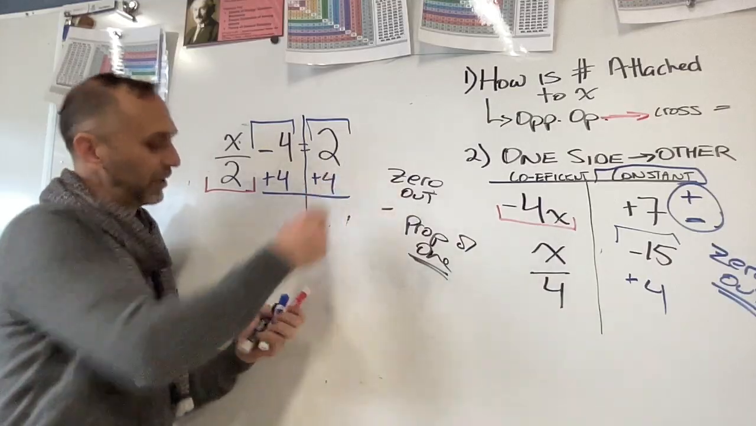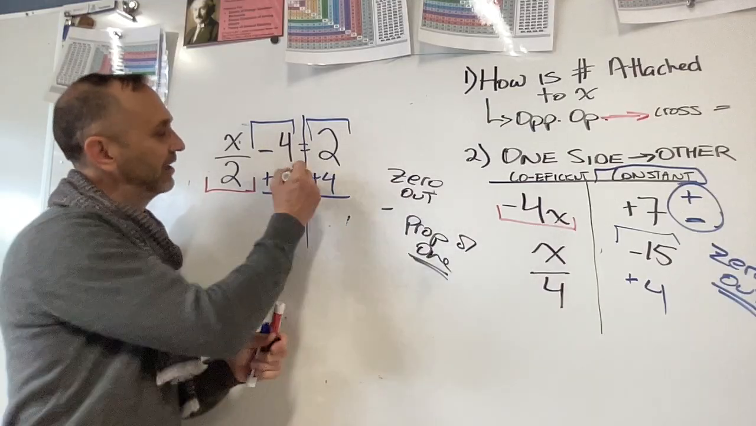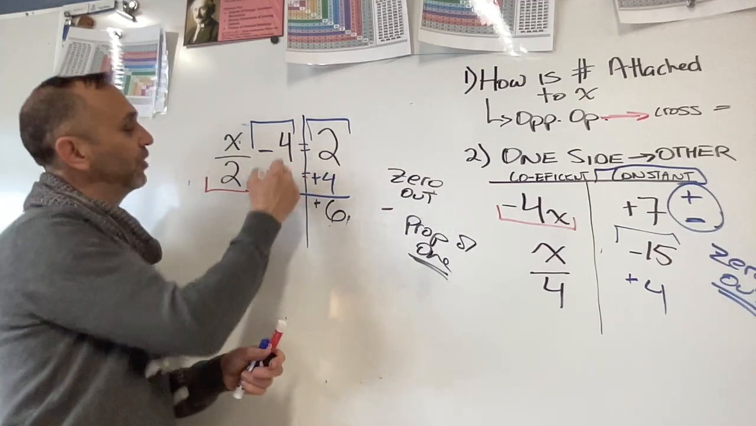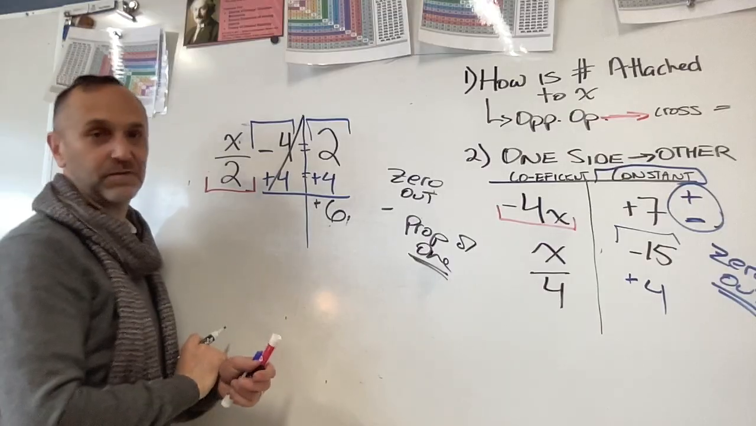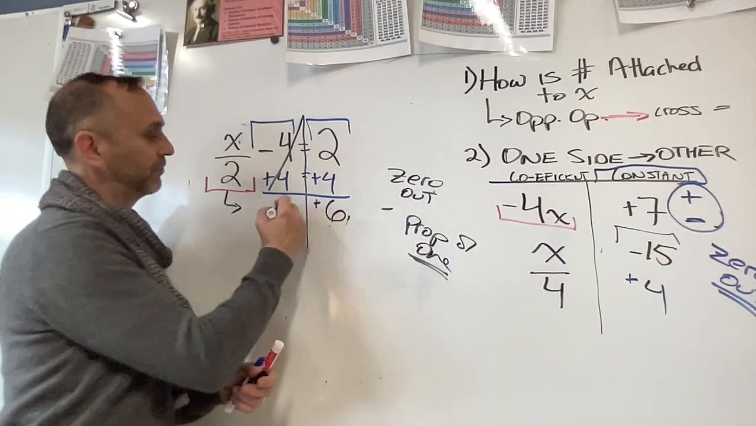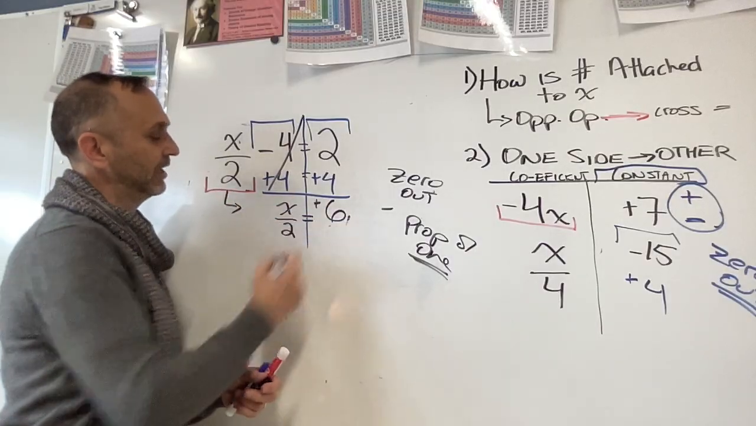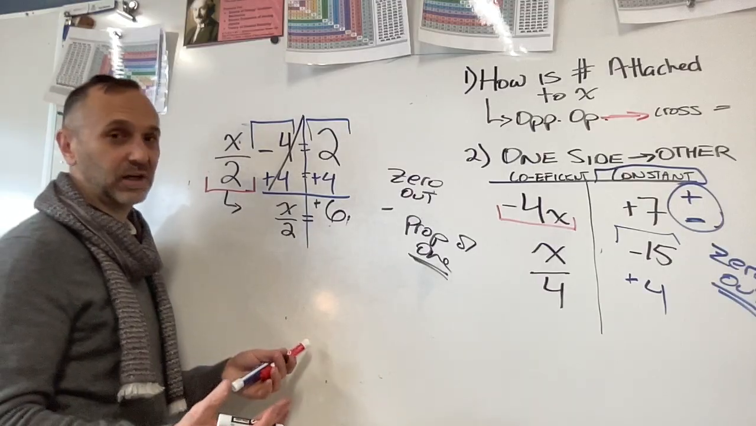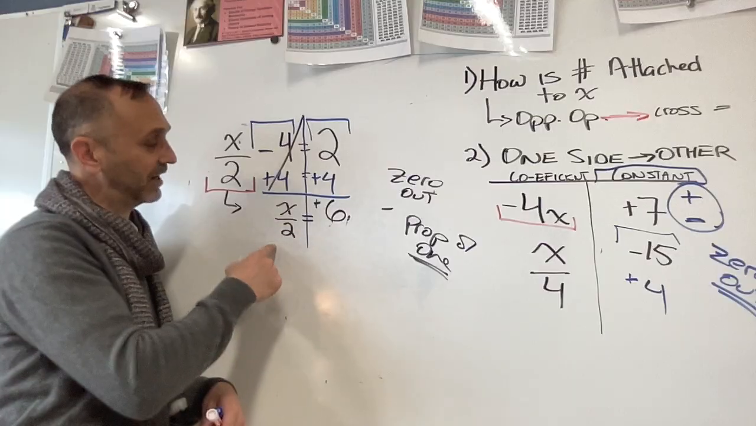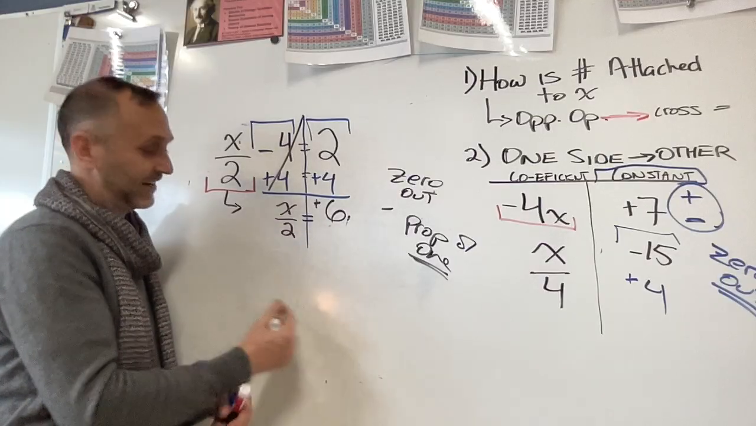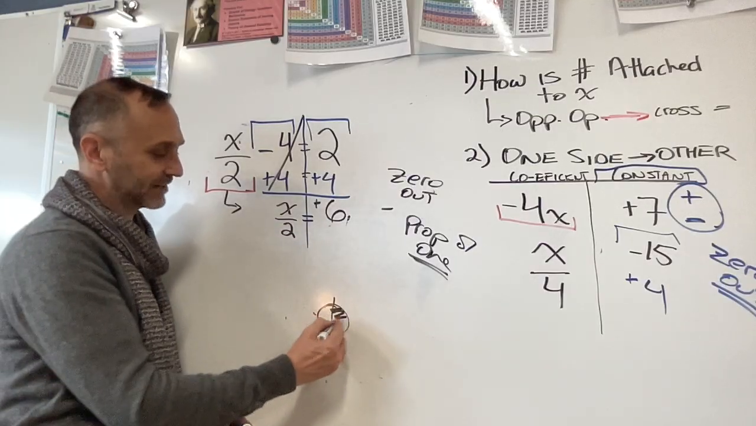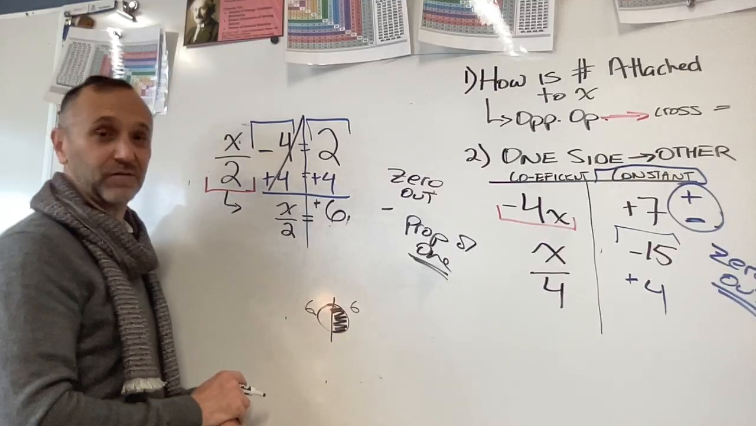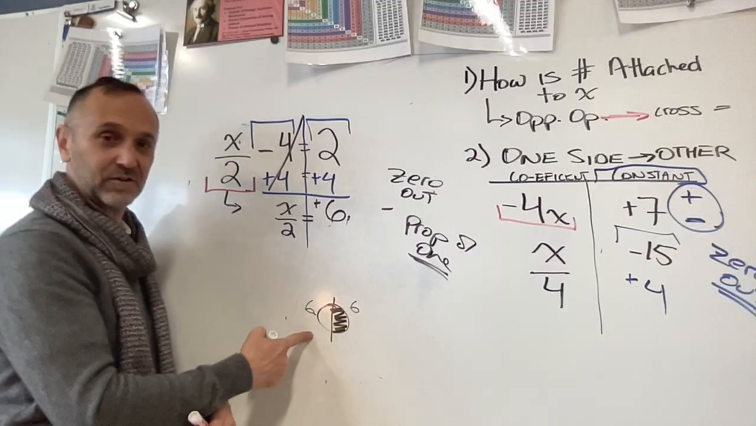So I get 2 plus 4 on the right-hand side. That's going to give me 6. Positive. Here I get 4 minus 4. That cancels out. I'm going to bring down my other term. So I get x divided by 2 equals 6. And if you think about this, we can get the answer without doing any more work, because this is saying x divided by 2 is 6. Right? So we only know what half of x is. If half of x is 6, what's all of x going to be? Well, it would be twice as much.